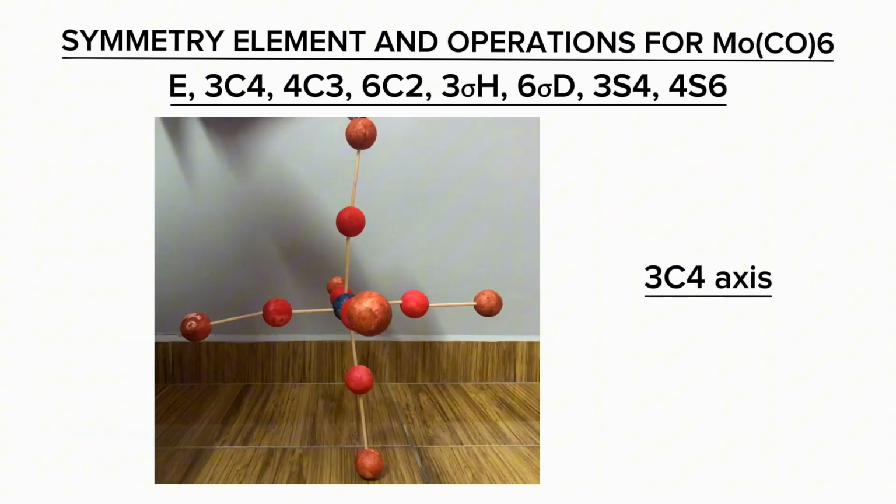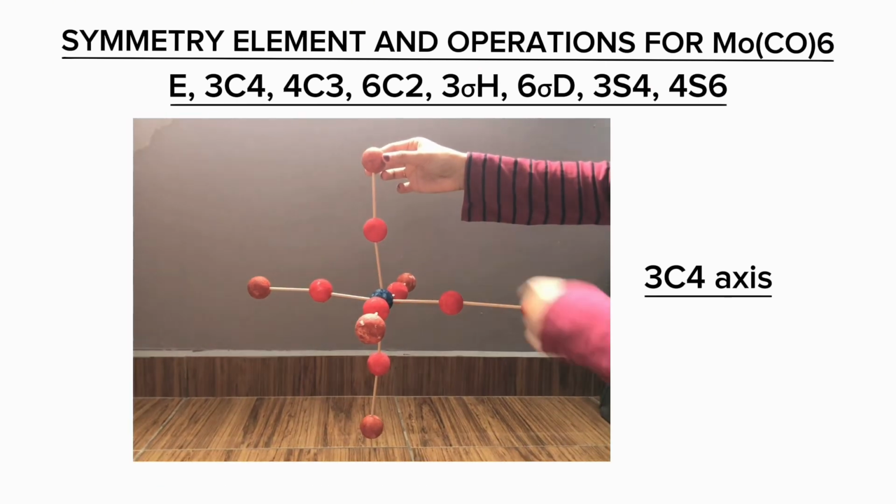Following with the C4 rotation, there are 3 C4 axes. A C4 axis is one in which the molecule is rotated by 90 degrees. Let's see the C4 axis in this constructed molybdenum carbonyl molecule. So here is the first C4 axis.